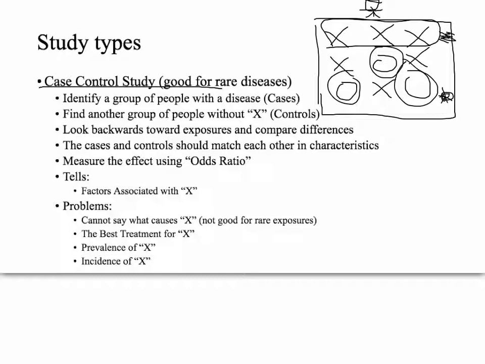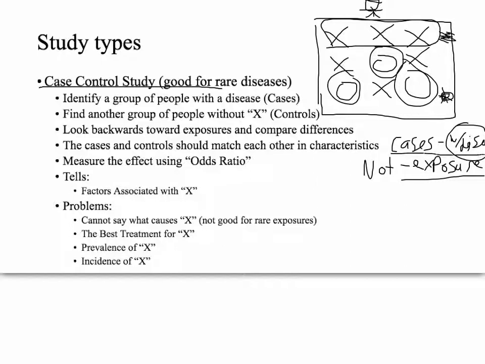So in a case control study, you start with cases and controls. So the cases are people with a disease or with a condition. It is not an exposure status. We don't know what they are exposed to yet. We're trying to figure out what exposures cause this disease. So cases are people with disease. Exposure status doesn't matter. Controls are people without disease. No disease.